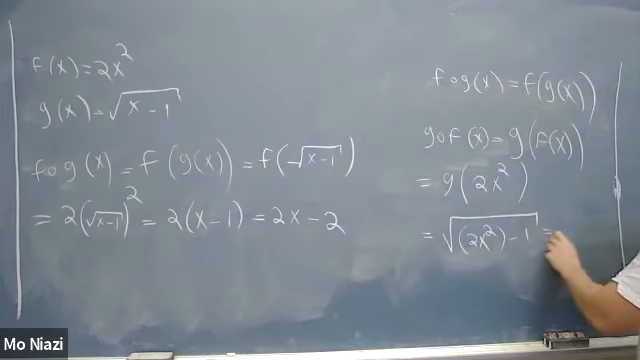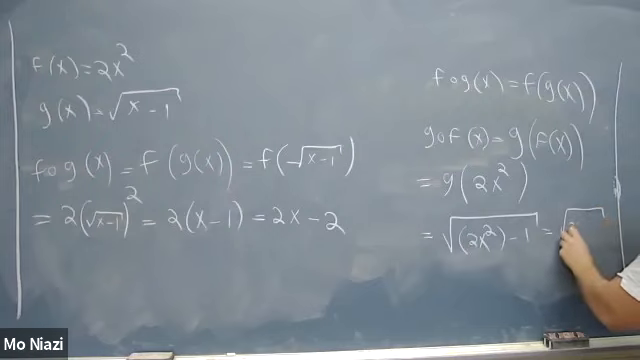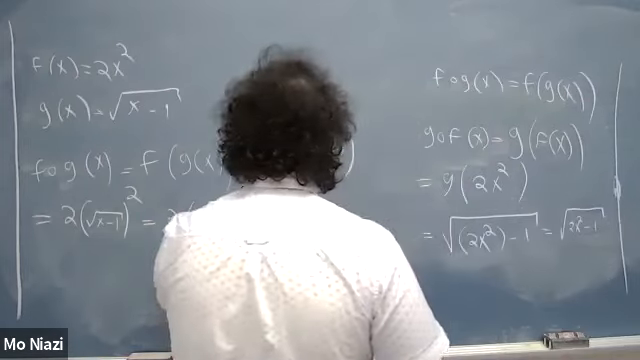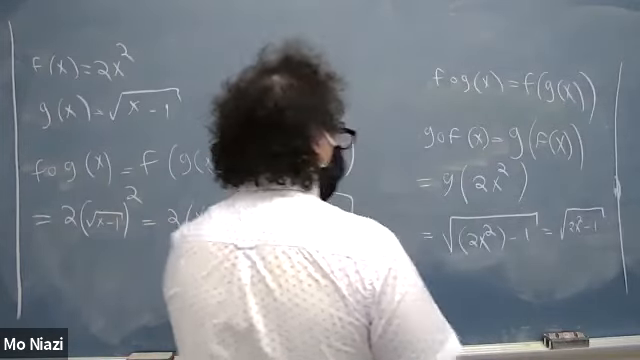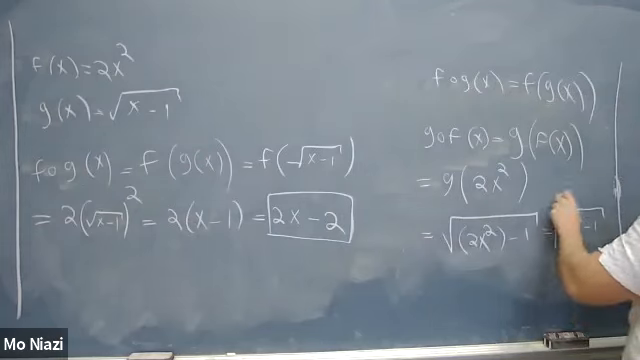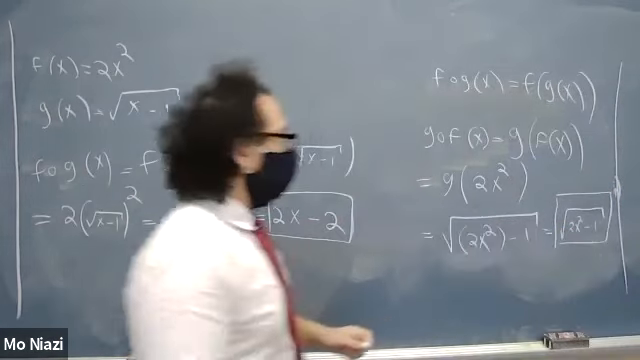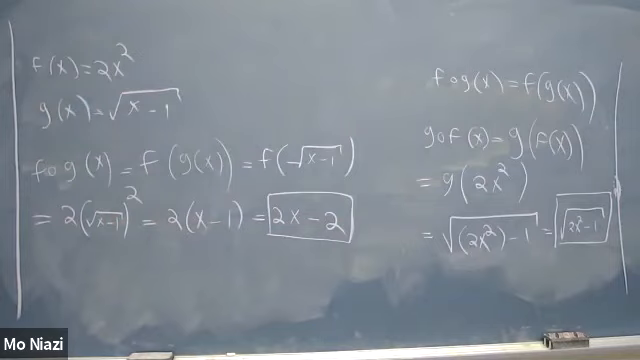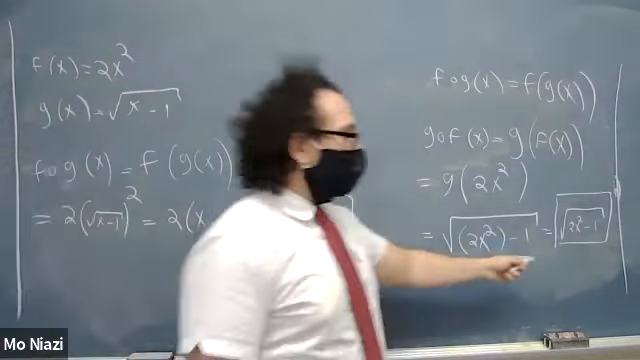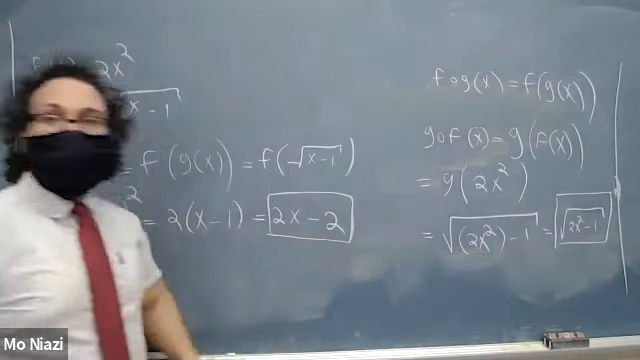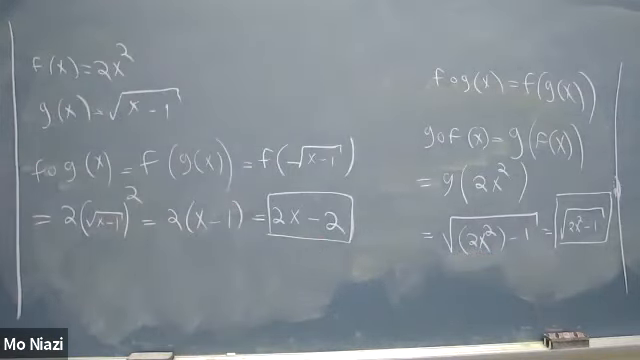Notice that this just equals the square root of 2x squared minus 1. There's no more simplification after that. Notice that the order of composition drastically changed the way that the functions looked when you compose them with each other. This is f composed with g of x. This is g composed with f of x. So they don't always equal each other, but we are interested in when they do. And that is when an inverse function comes into play.